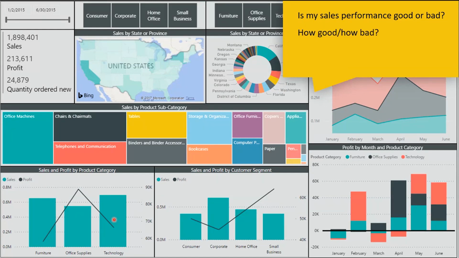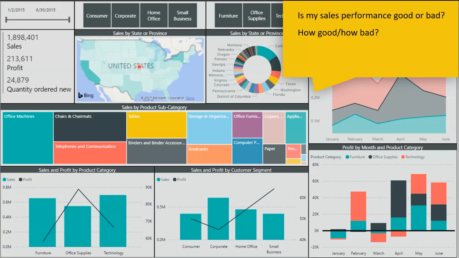And then the next question: how good, how bad? I mean, are we on the target, or are we much above the target, or are there certain areas, certain data categories that are much below the plan, or where, for example, the growth rate from previous year has declined significantly, and so on, right?